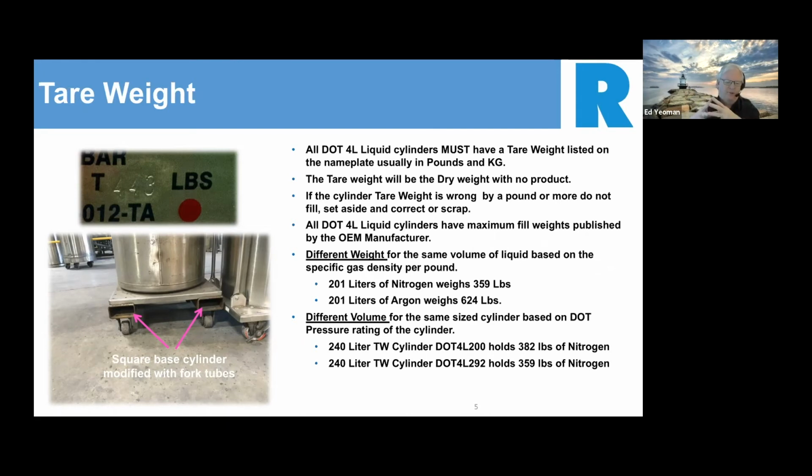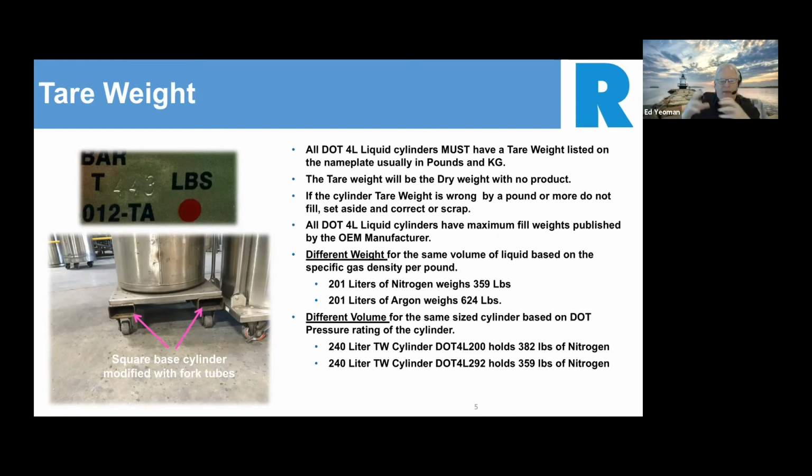The photo I have on the lower left is an individual customer-owned cylinder who added these fork tubes to a square base cylinder, and changed the tare weight by like 80 pounds. You can't fill that cylinder and technically put it on a truck. So you'd have to put that aside and get the tare weight stamp to match what the cylinder actually weighs.